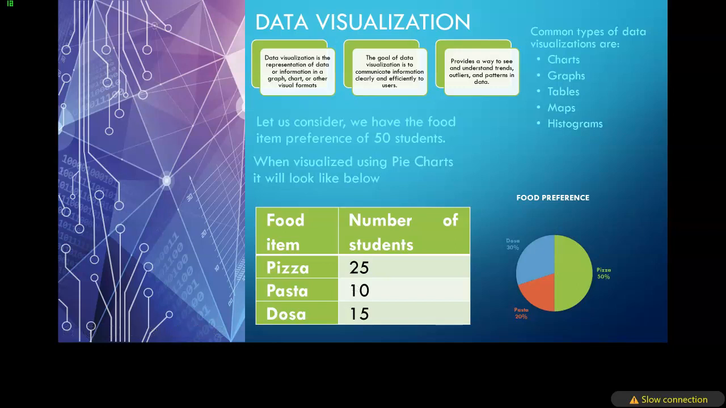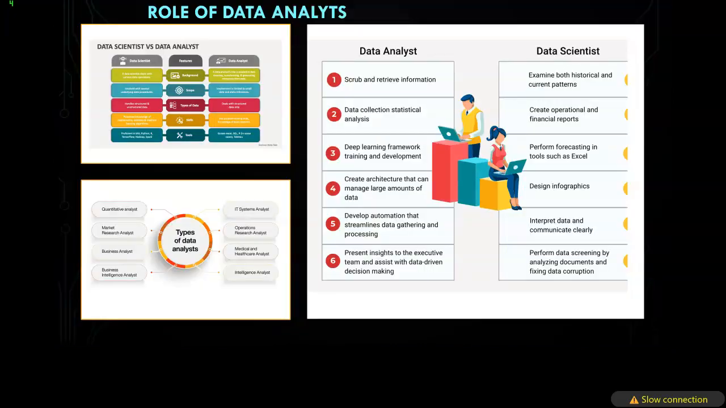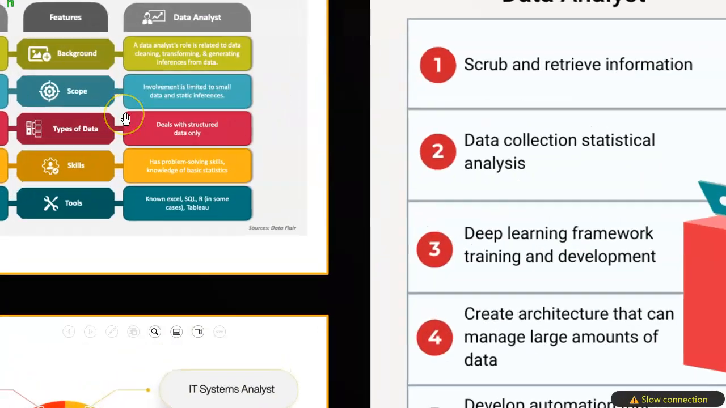What of unstructured? Unstructured data are pictures, videos, and audios, right? They are classified as unstructured data. How do we analyze them? We have a way of analyzing them. So take note. Now, coming back to data analytics.